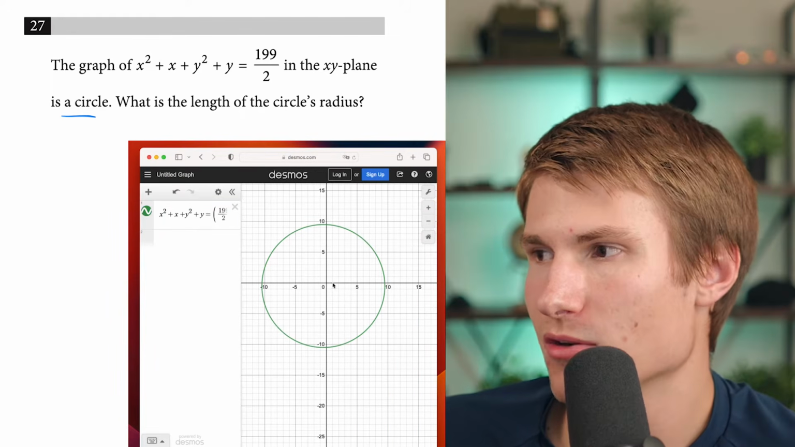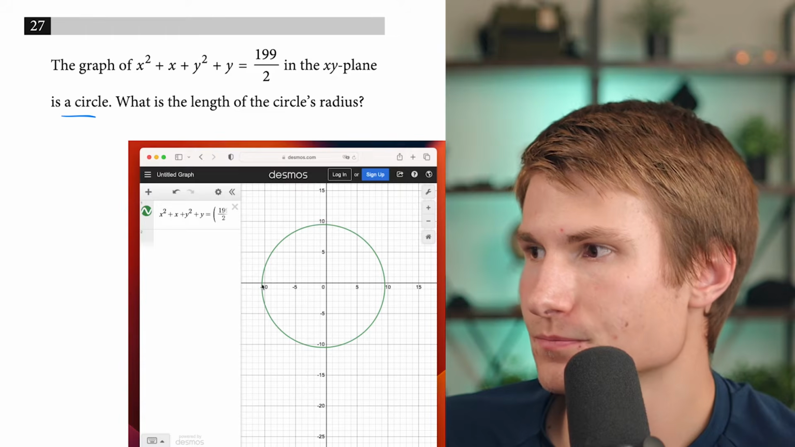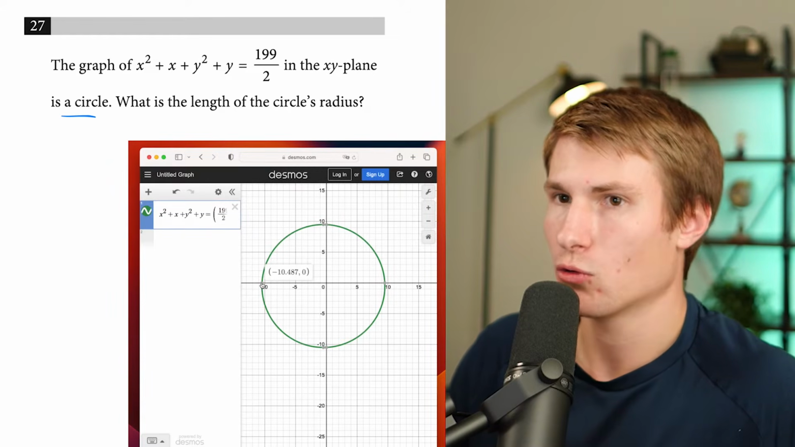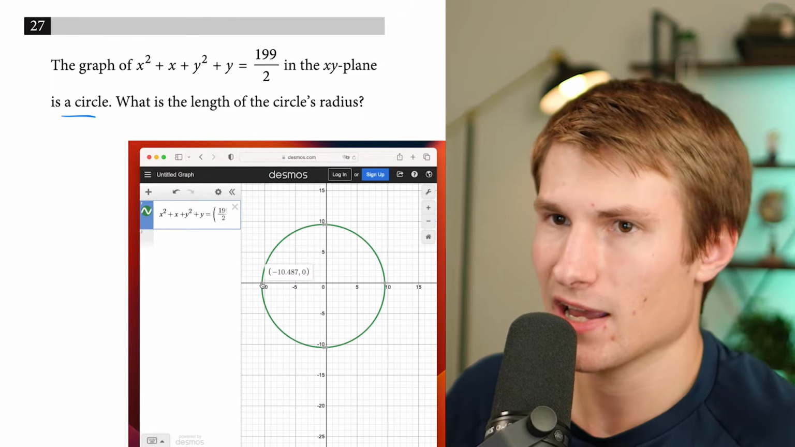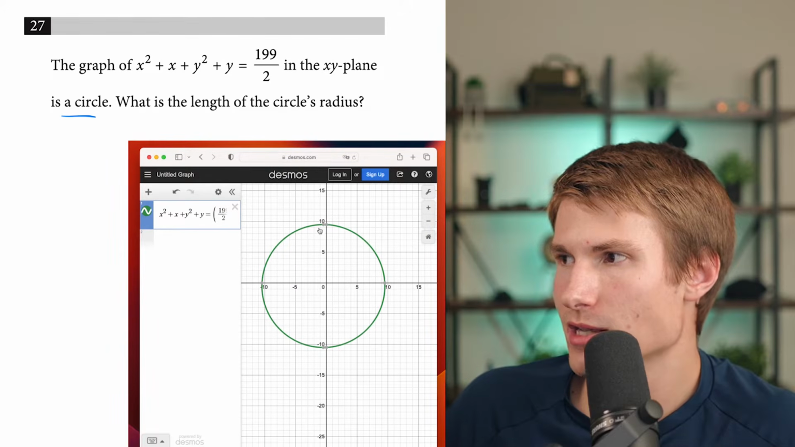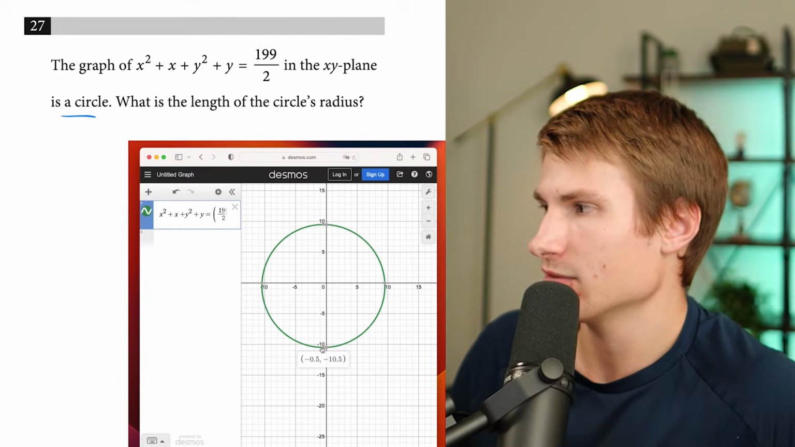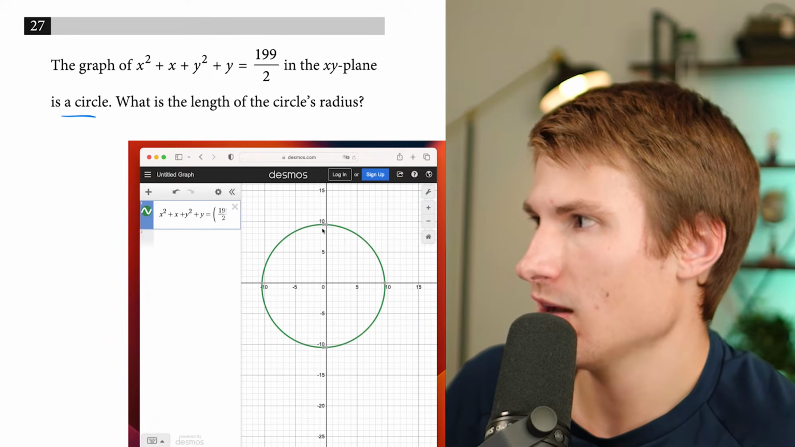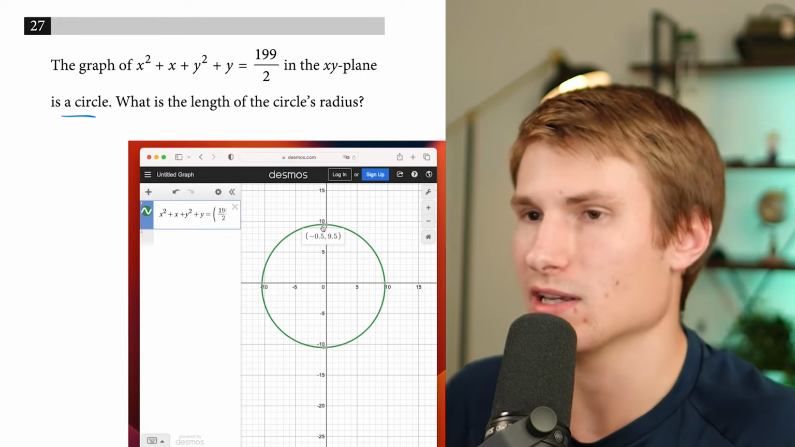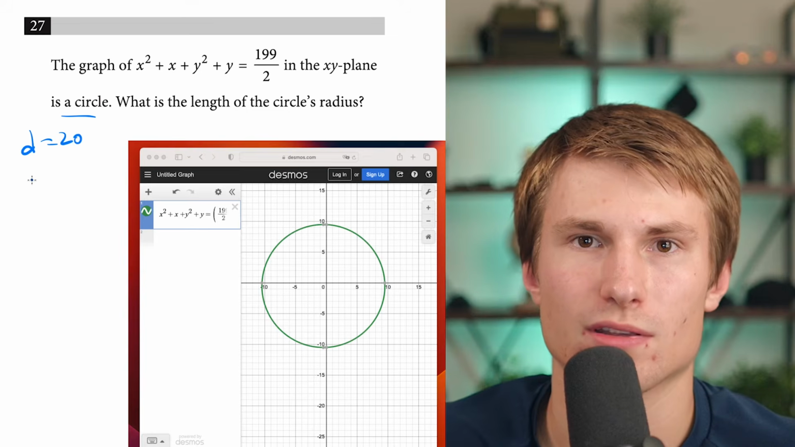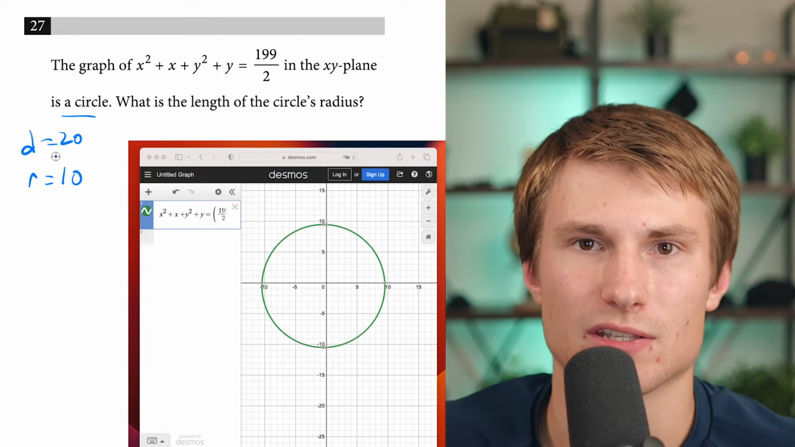What I'm looking for now is basically two points at the same x coordinate or the same y coordinate, and then I'll find the difference so I can find the diameter and then the radius. I see right here I've got negative 0.5 and 9.5. If I go down to negative 0.5, I've got negative 10.5. So that'd be 10.5 plus 9.5, which gets me 20 as the diameter. So I can write that D is equal to 20. Therefore, our radius must equal 10, and our answer there will be 10.